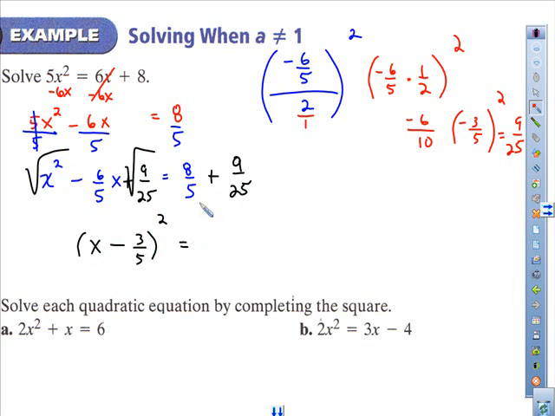Is equal to, over here, alright, since we have fractions, get common denominator. So you're going to need to multiply by 5, because the common denominator would be 25. So we're going to get 40 plus 9. So we're going to get 49 over 25. And then to get rid of this exponent, we're going to need to square root both sides. Alright, square root and the exponent kind of eliminate. We're left with x. Let me write that a little bit better.